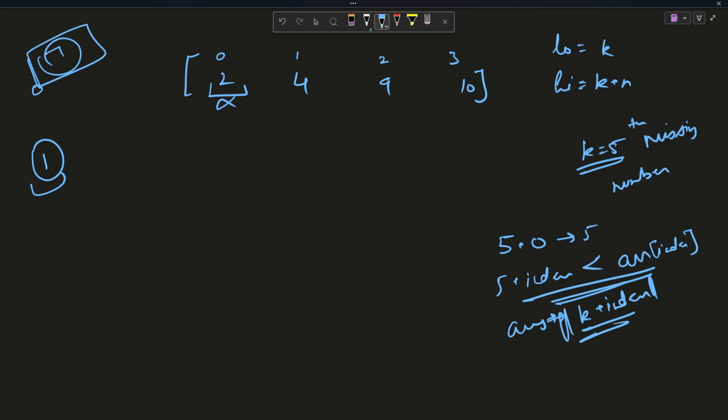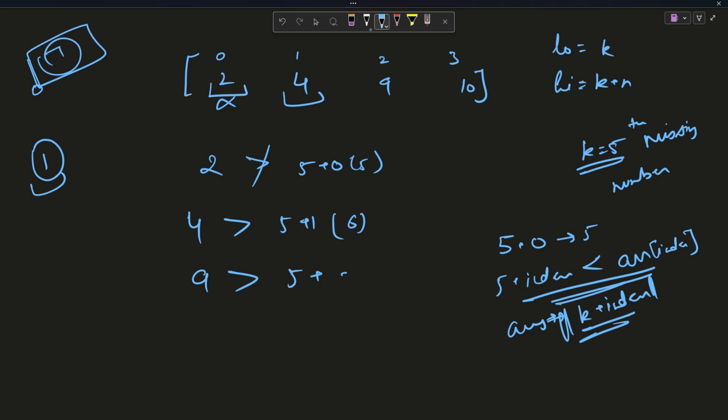Okay, we are coming at 2, and 5 plus 0, that means 2 and 5. 2 is not greater than 5. We come here: 4 is not greater than 5 plus 1. 9 is not greater than 5 plus 2. Oh, sorry, 9 is greater than 5 plus 2. That means my answer will be 7, and we observe my answer is 7. How is that happening? Let us see.